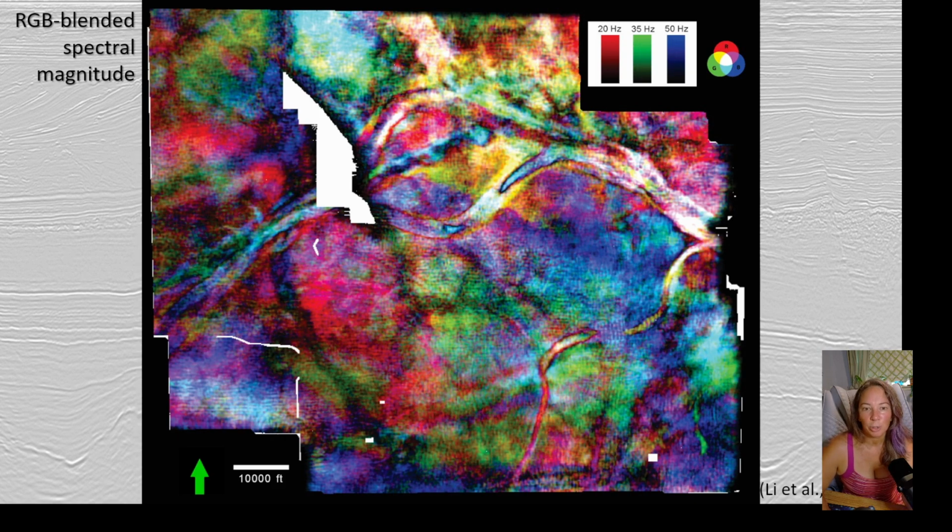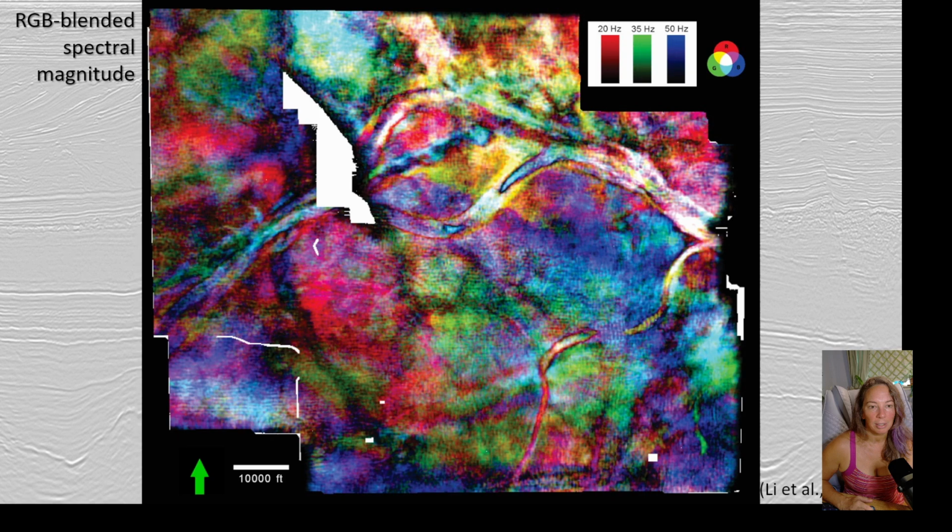So we'll start off trying to image these channels with spectral magnitude components. We've blended red, green, and blue, 20, 35, and 50 hertz together, and you can see a lovely expression of these channels. Depending on if you're watching this on a phone or a computer screen, you'll probably also notice that this is not the highest quality modern data. There's a lot of noise going on, so you could probably pick up a lot of that if you're looking at this on a computer screen.